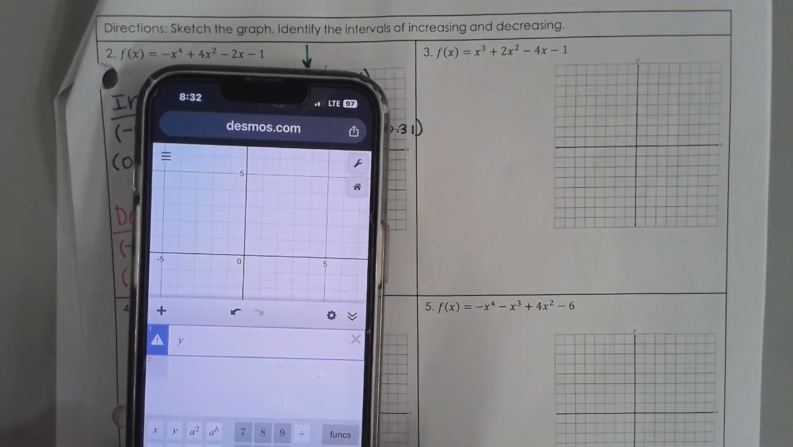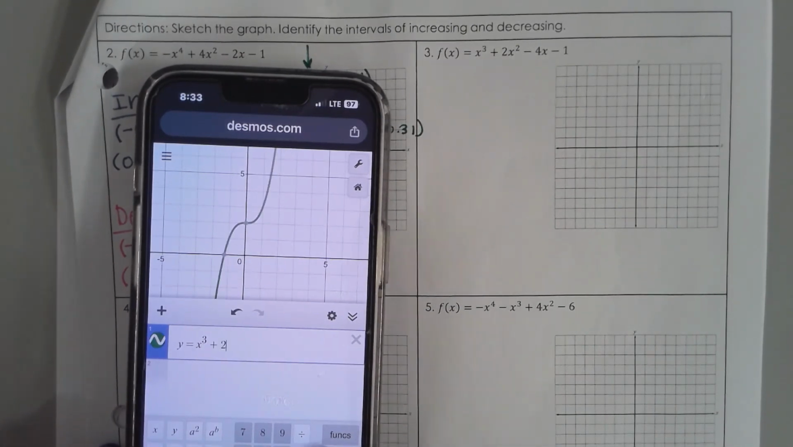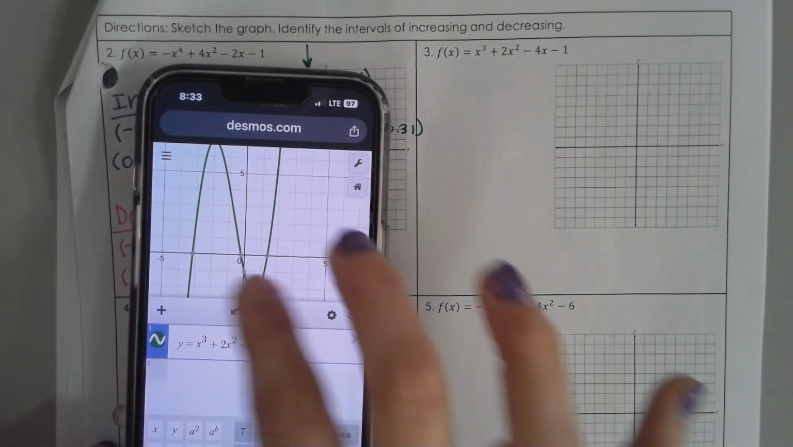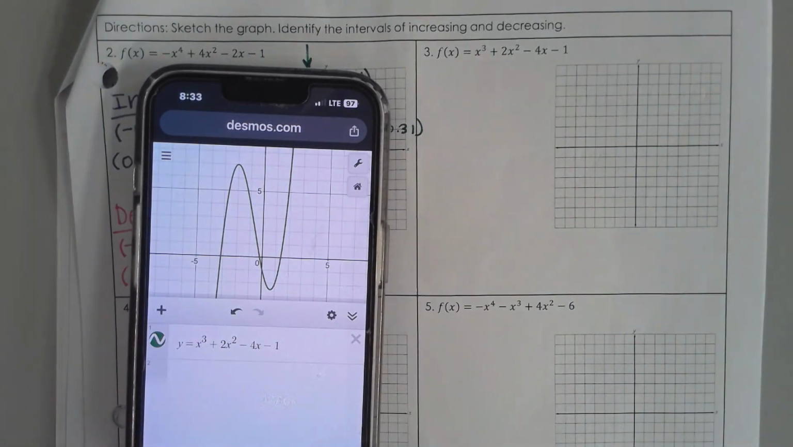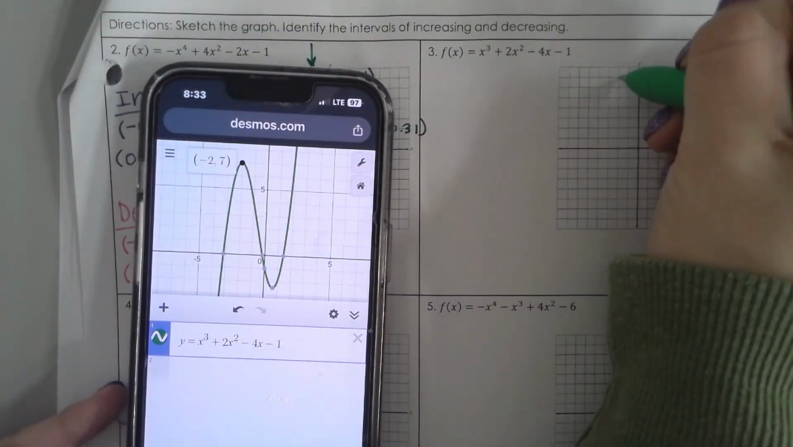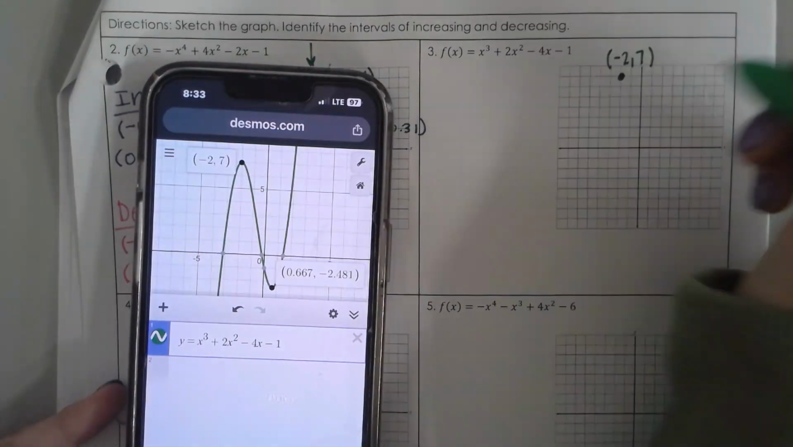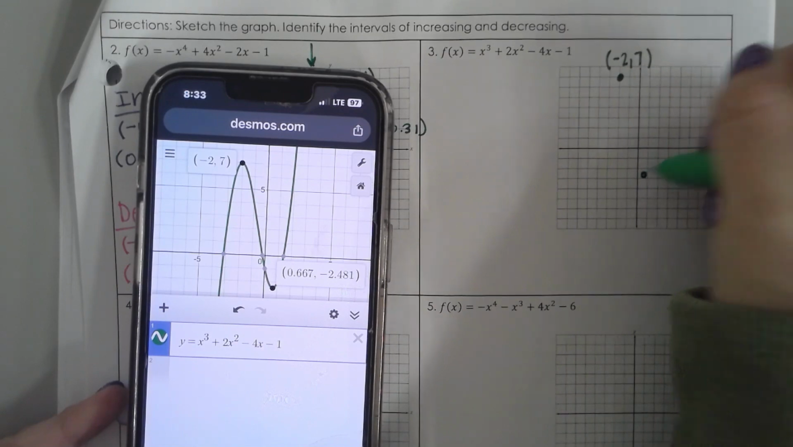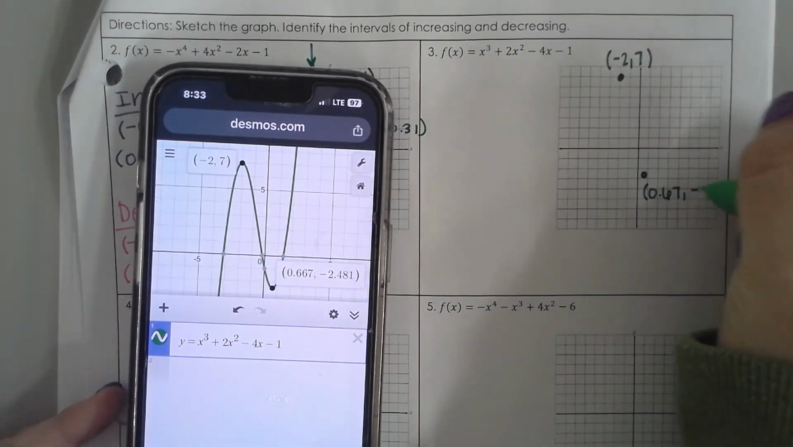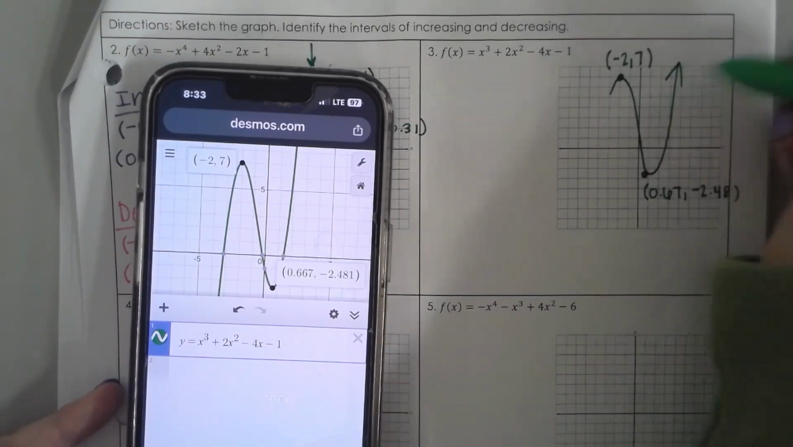All right, number 3. Y equals x cubed plus 2x squared minus 4x minus 1. Oops, I messed that graph up.